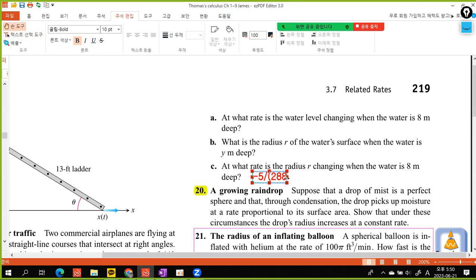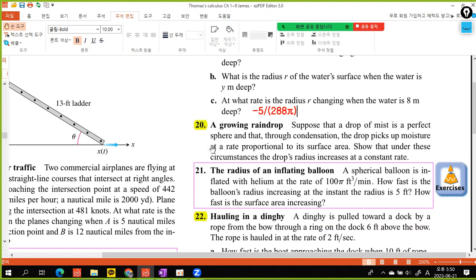A unit is a meter per second. And in number 20, when a raindrop grows, the rate of volume is proportional to the surface area.